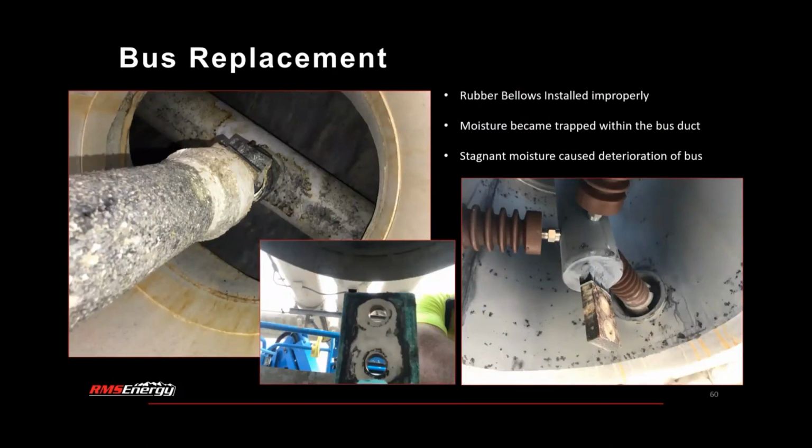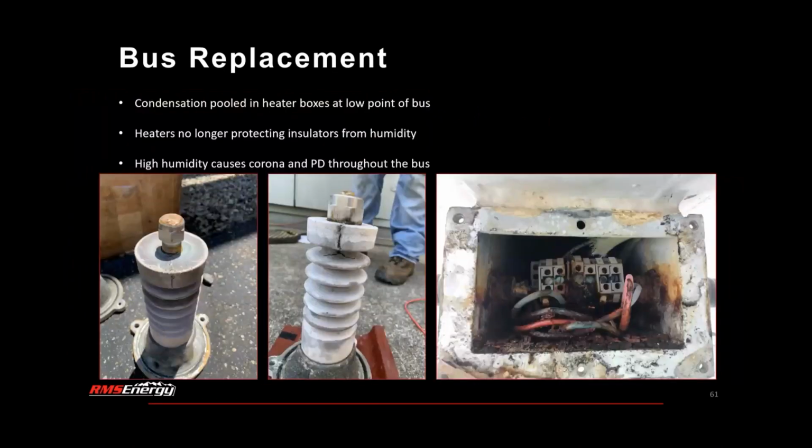So there are some pictures from internals of the bus. Again, the moisture became trapped and it became stagnant within the bus duct. It deteriorated the paint on the enclosure and the conductor. You can see the silver plating on the terminations is pretty well corroded, along with the flexible connections as well. So the condensation pooled in those heater boxes we looked at earlier, so it caused those to corrode and fail. So there were no longer heaters protecting the insulators from humidity.